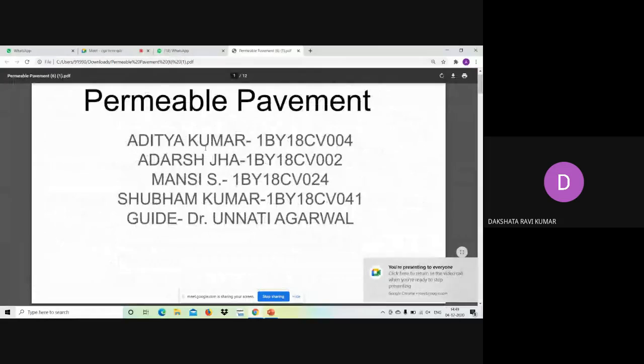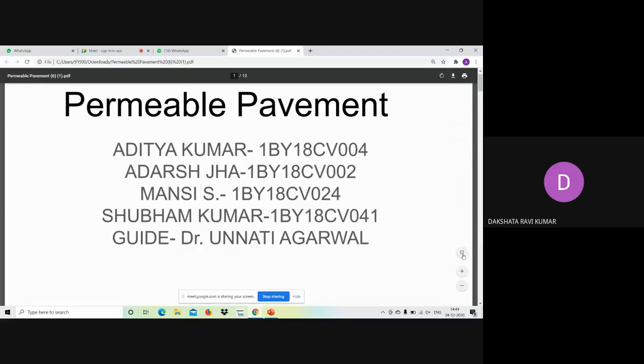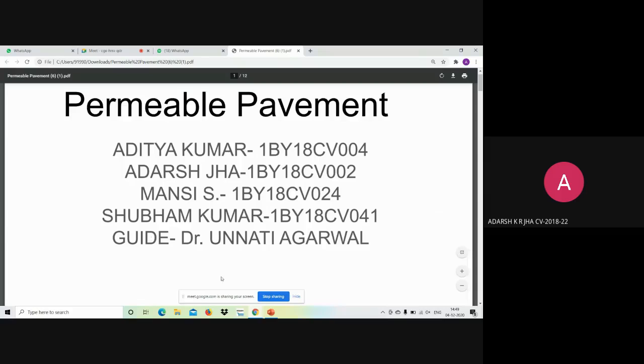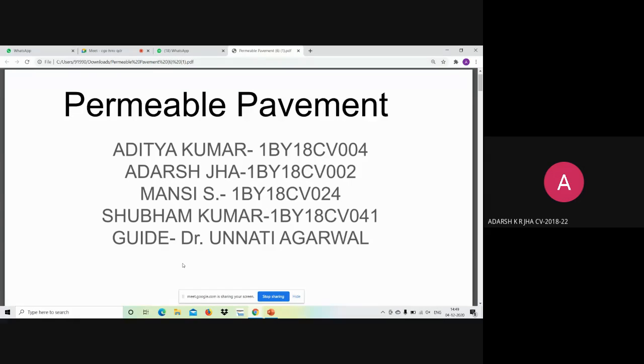Shall I start, sir? Yes, Adarsh, you can start. Good afternoon. My name is Adarsh, and my team members are Aditya, Mansi, and Shubham. Our project topic is permeable pavement, and we'll go through the objective, the materials required, the economics, the methodology, and the probable outcomes of our project.